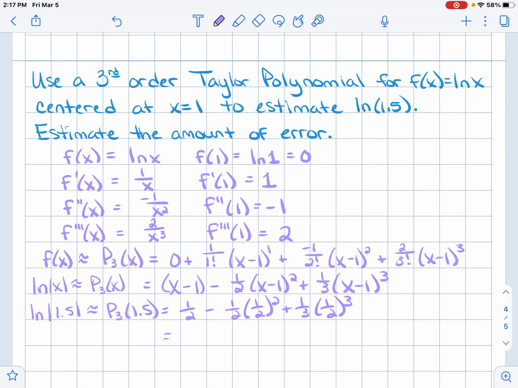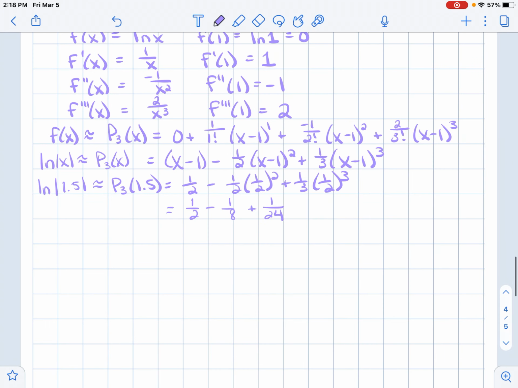Okay, I'm going to simplify because this is going to be more readable, I suppose. 1/2 squared is 1/4, times 1/2 is 1/8. And then 1/2 cubed is 1/8, so that's 1/24. Common denominator gives me 12/24 minus 3/24 plus 1/24. 12 minus 3 is 9, plus 1 is 10, so this is 5/12. The natural log of 1.5 is approximately 5/12. Okay, so that's the estimate.